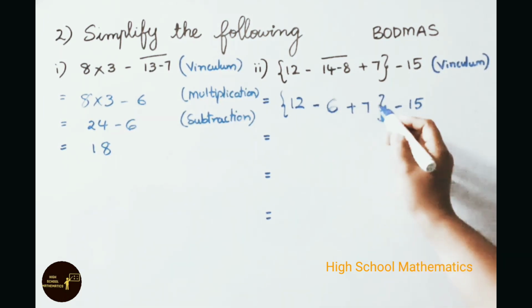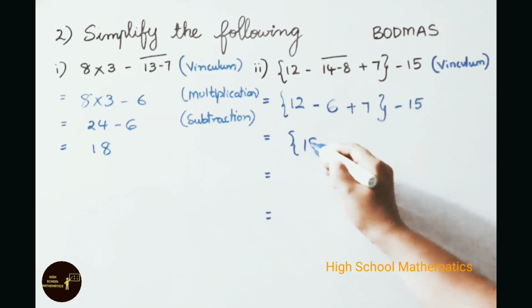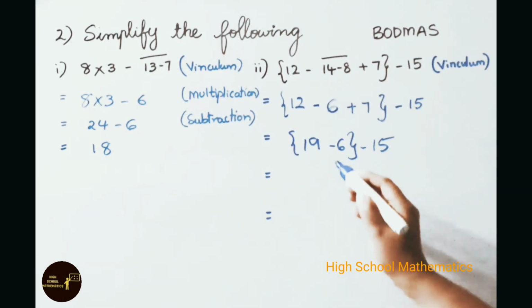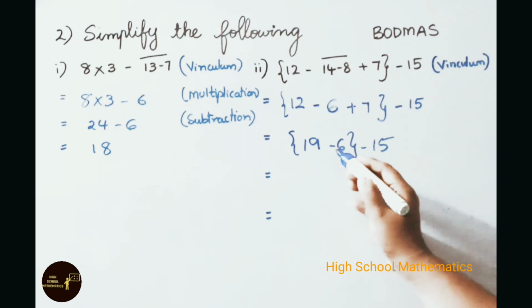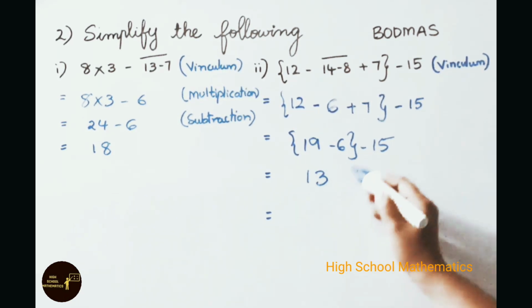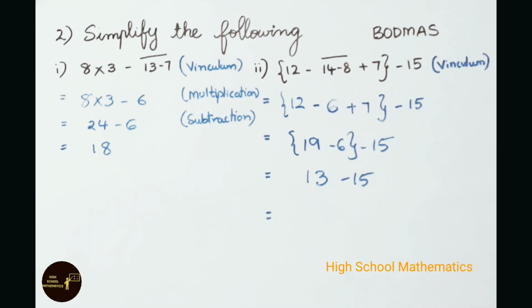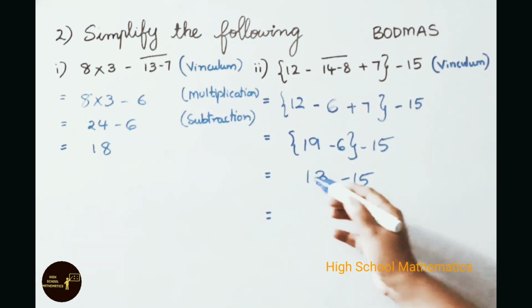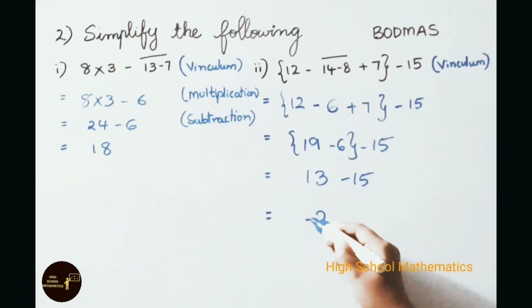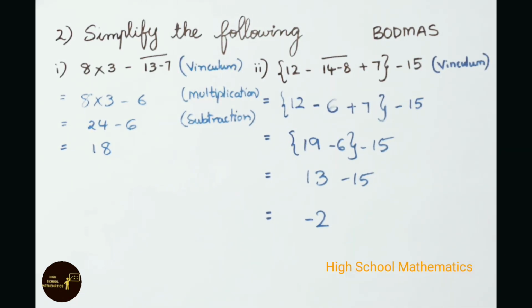So 12 plus 7 is 19 minus 6 minus 15. Now solve the value present in this curly bracket. 19 minus 6, that is 13, minus 15. Now we have to do subtraction. 15 minus 13 is 2. 15 is greatest, its sign is minus. So the answer is here minus 2.